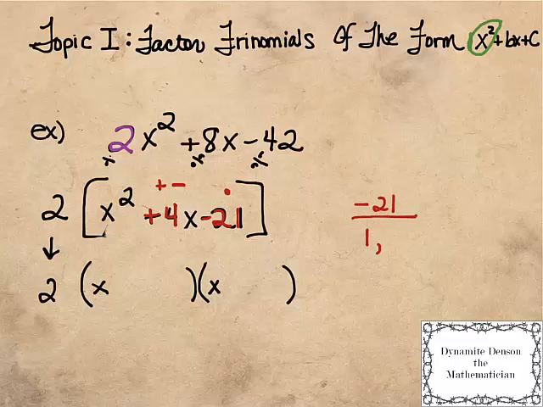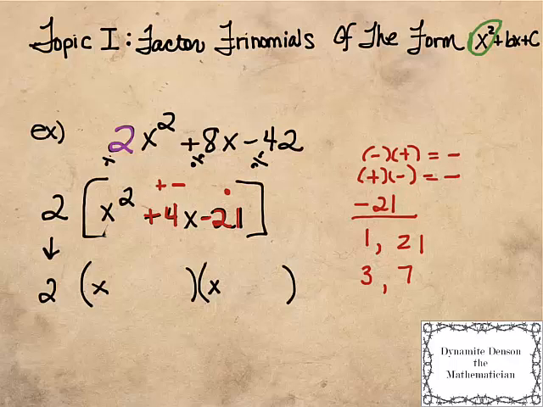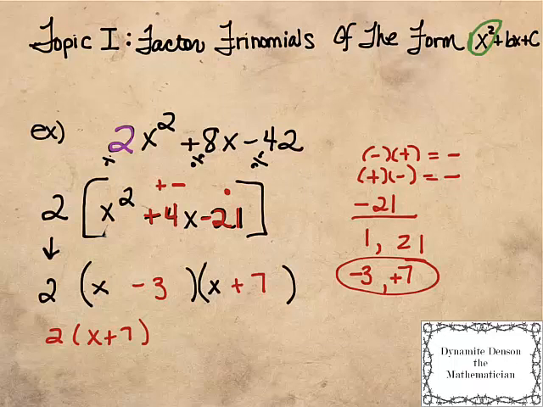So 21 can come from 1 times 21 and 3 times 7. We know to get a negative, we'll have to have a positive times a negative, or a negative times a positive. Let's see which numbers could add to positive 4. So we now have x minus 3 and x plus 7. If you put these numbers in a different order, that would still be correct.